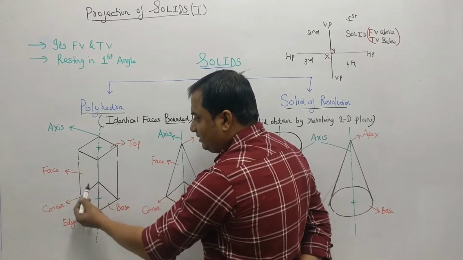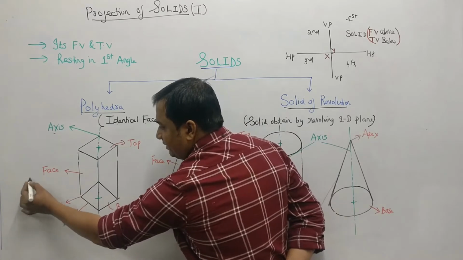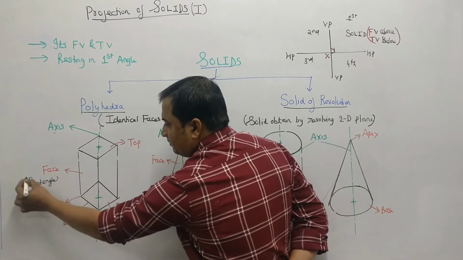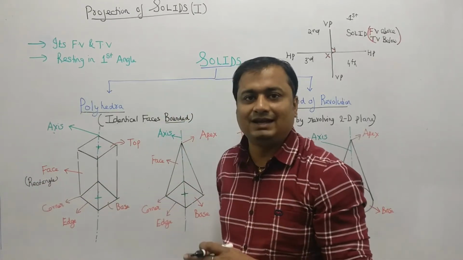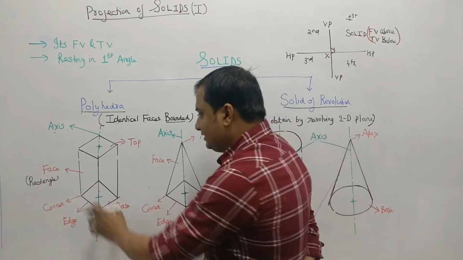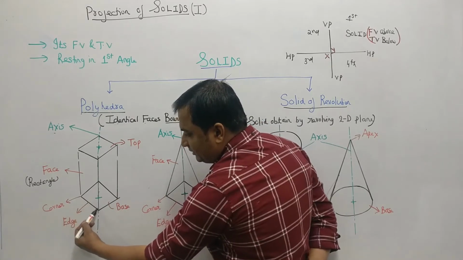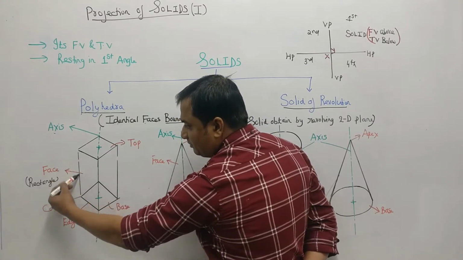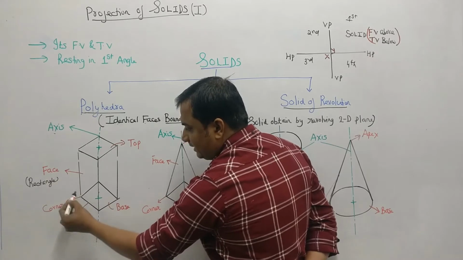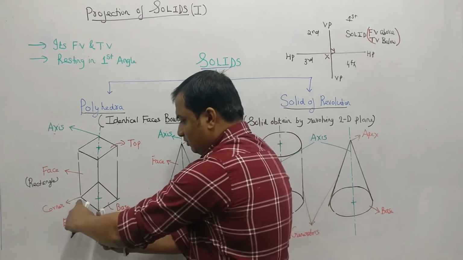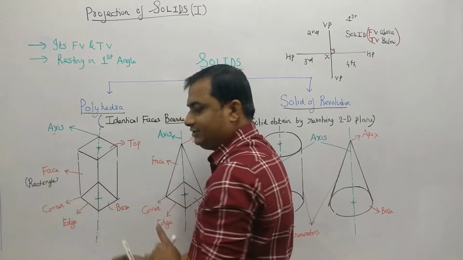As you can see, the face is always a rectangle in case of prism. Okay. This is the face of the prism. Now this is the edge of the prism. This is also an edge of the prism, but this is the smaller edge and this is the longer edge.